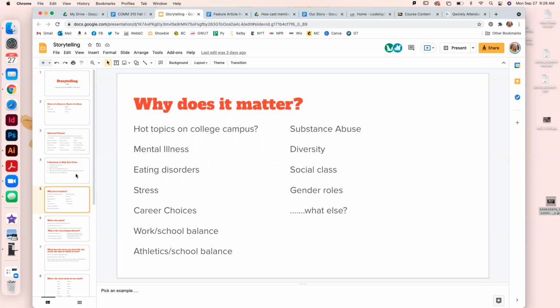Mental illness, like I said, eating disorders is still really a strong topic. Stress in the college student, career choices. Anybody here know exactly what they want to do when they grow up? Anybody here know? Anybody here still struggling with that? I'm still struggling. I don't know what I want to do when I grow up.